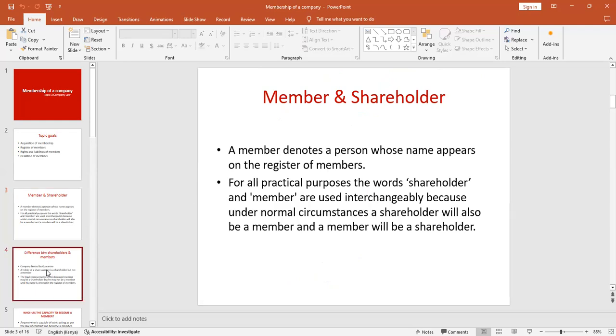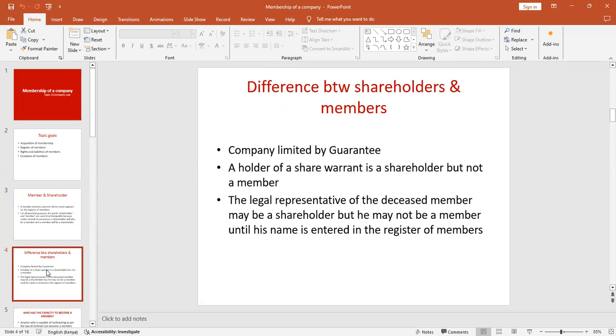And in as much as we use the words members and shareholders as though they are the same, technically they're not the same, because if a company is limited by guarantee, then that company is going to have guarantors, or people who are limited to whatever they've guaranteed. So those people are not shareholders.